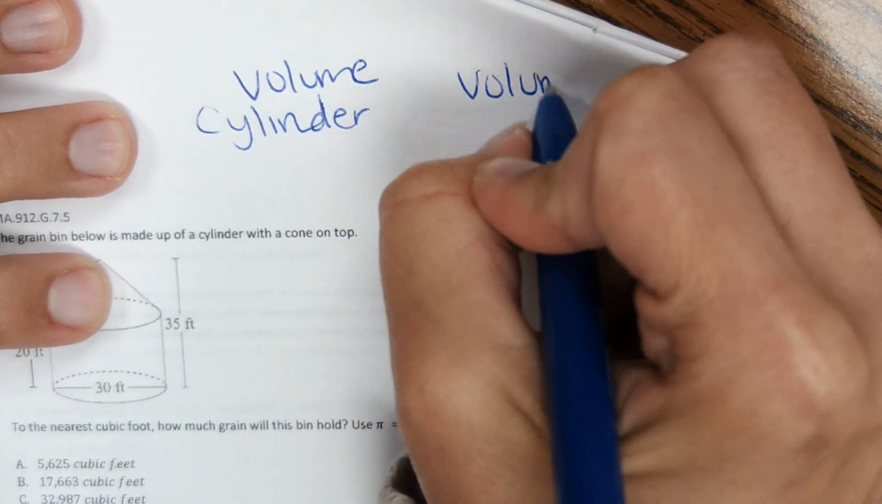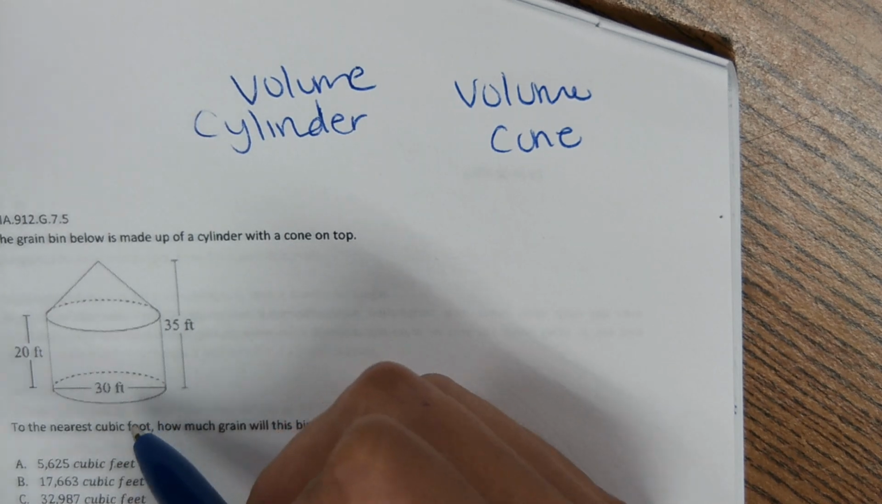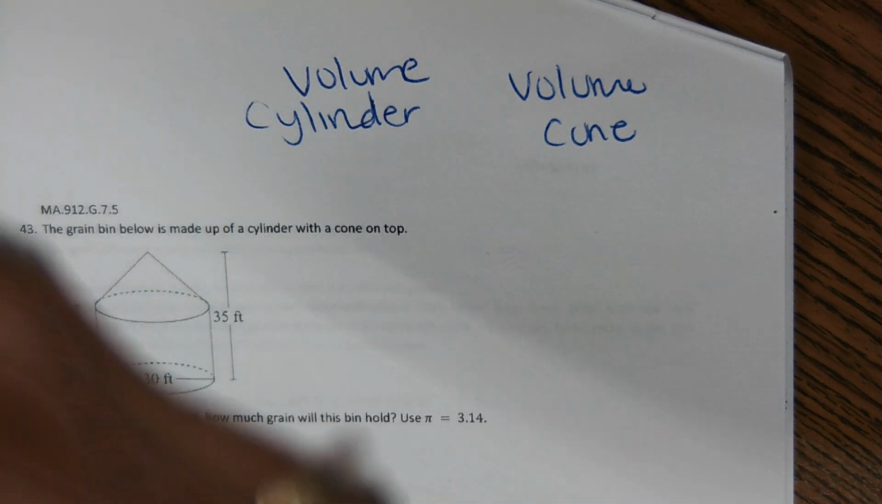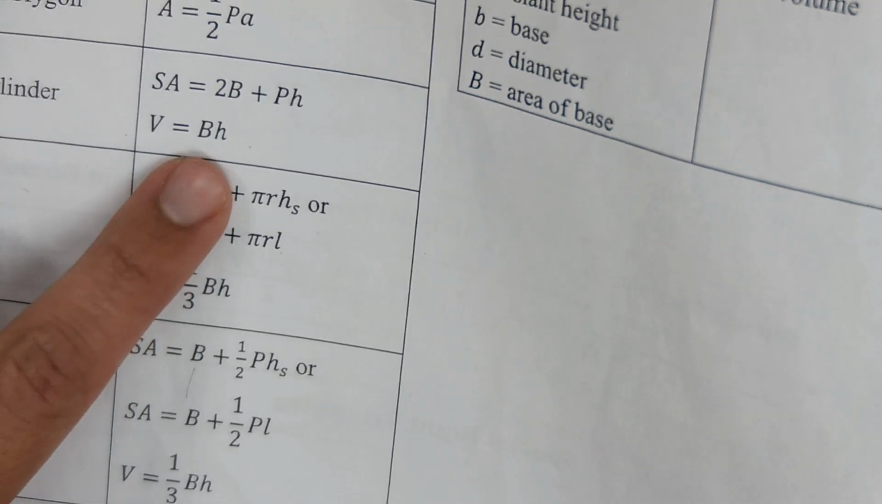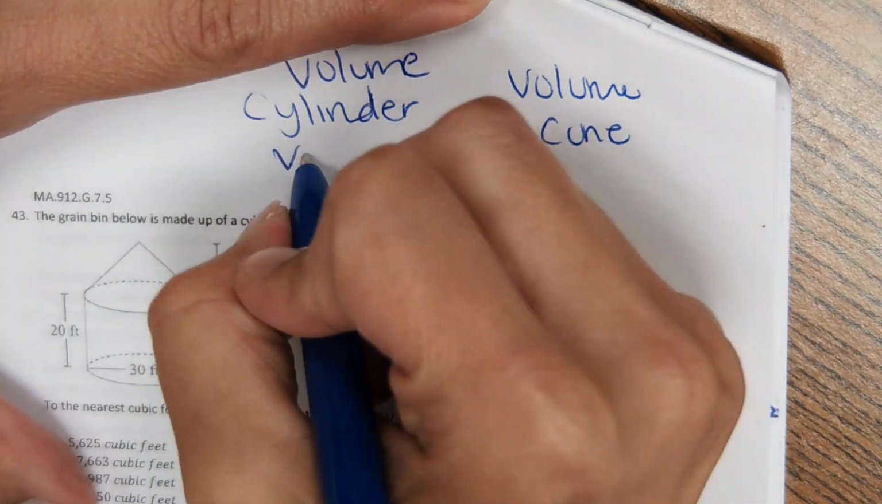We're going to find the volume of the cone. We're going to find the volume of each piece and then add those volumes together to get the total volume. So volume of a cylinder, you would look at your reference sheet. Volume of a cylinder is volume equals area of the base times the height.